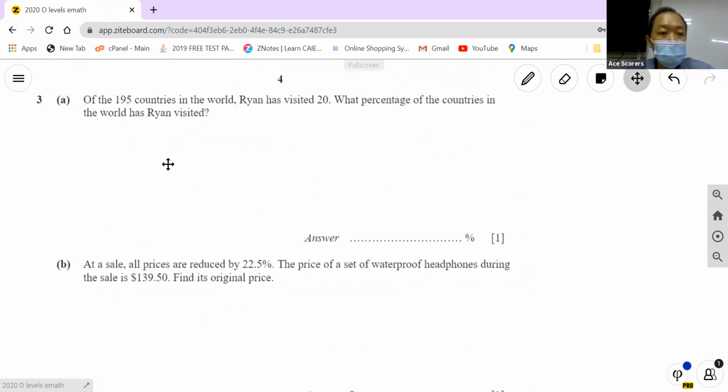Of the 195 countries of the world, Ryan visited 20. What is this percentage? 20 over 195 times 100. So according to the answer, it's about 10.3%.